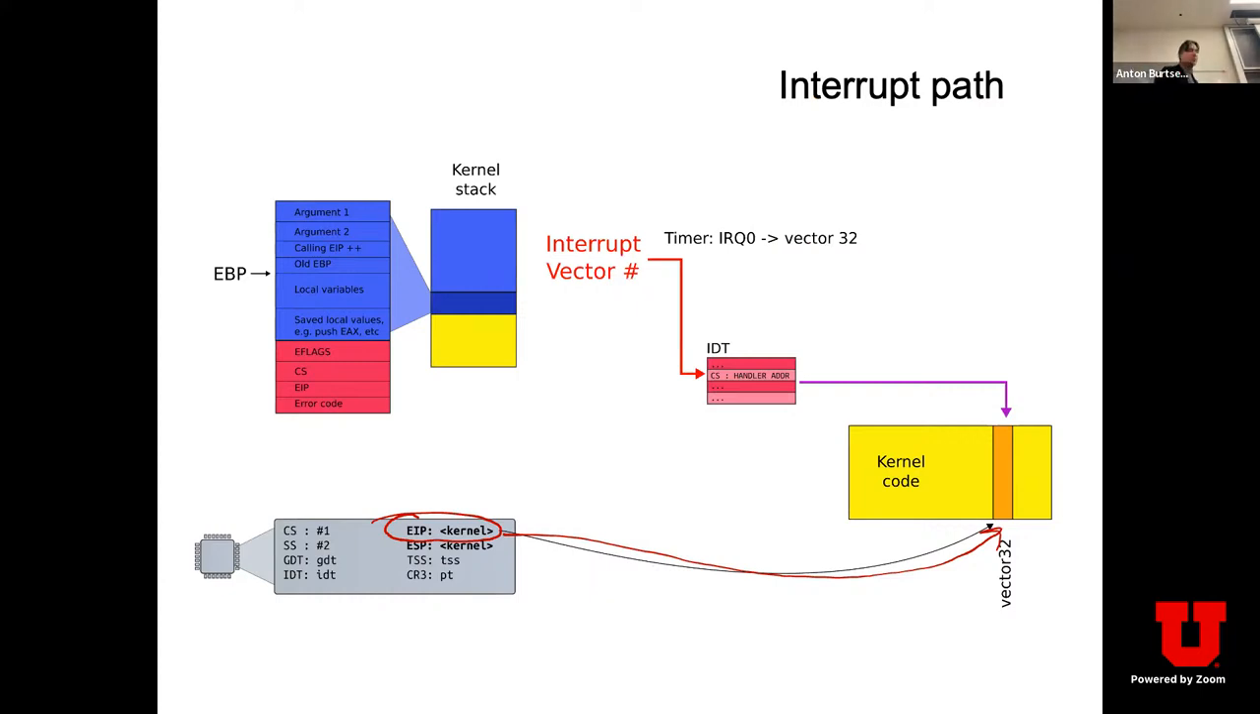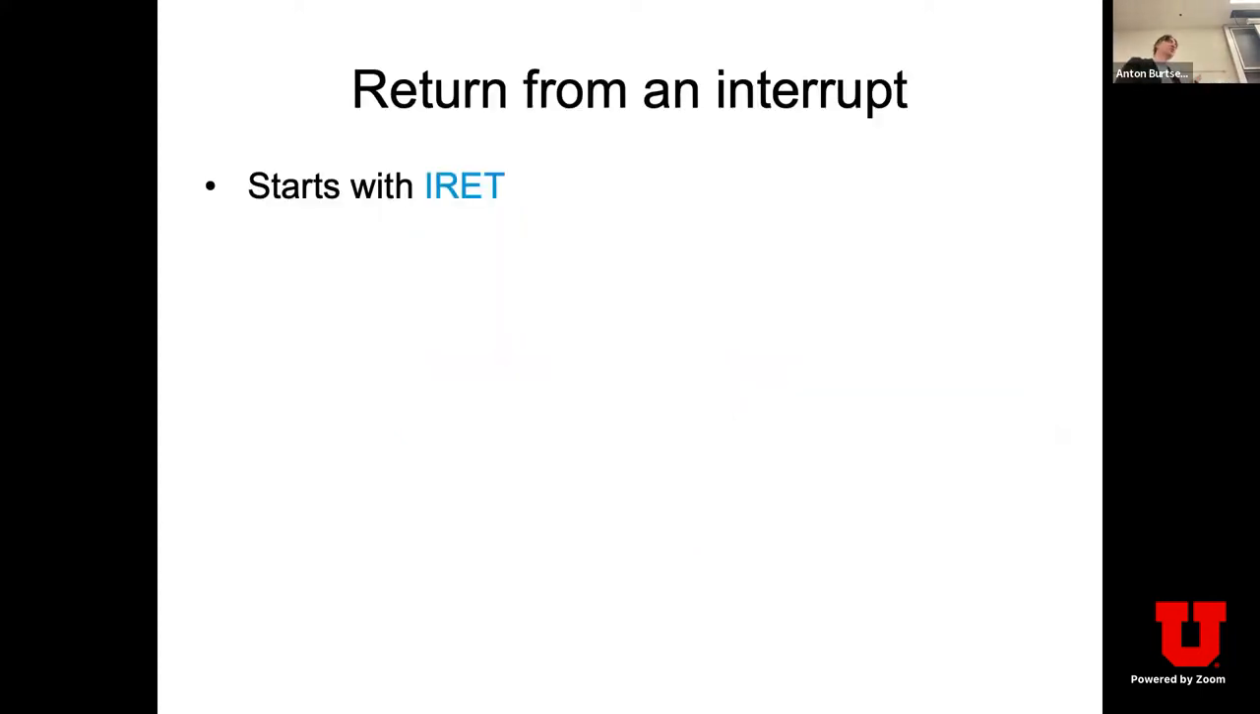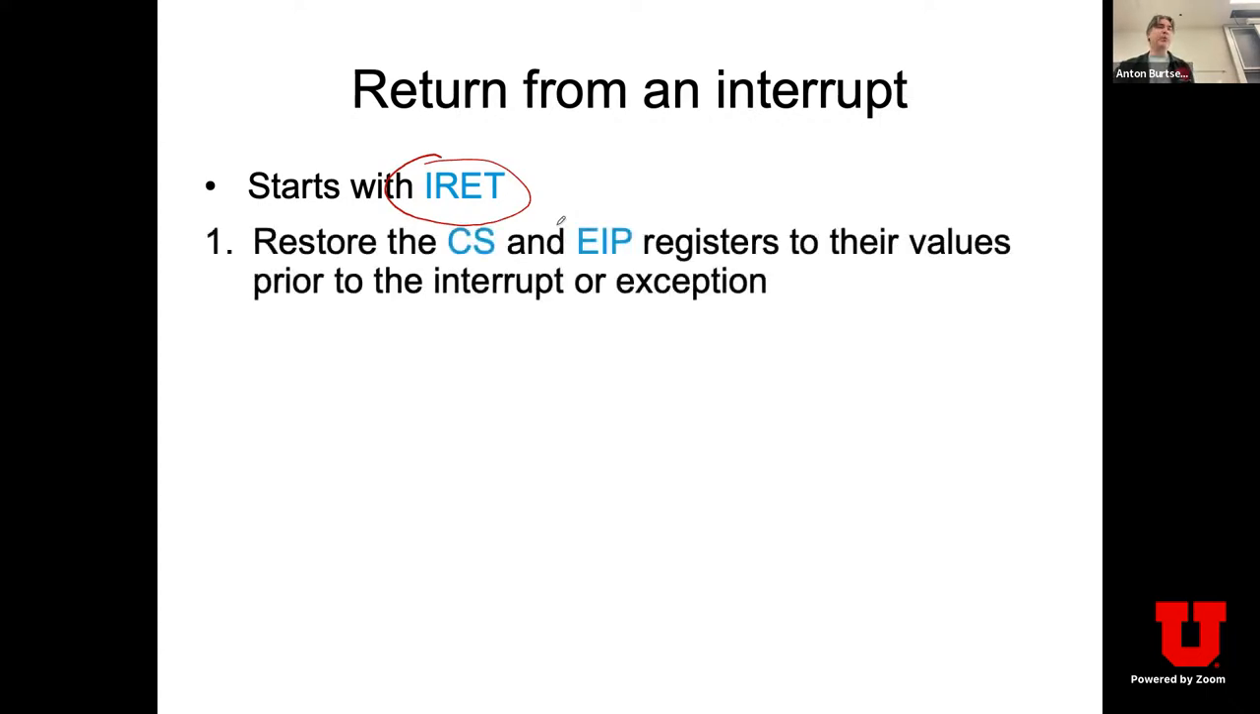Fetch, decode, execute loop. There is a question: how do we return from an interrupt? Clearly you cannot return from an interrupt in a way similar to how you return from a function. So the sequence is kind of reverse from what we just saw. There's a special instruction called IRET, interrupt return, that returns from an interrupt, and it follows this calling convention. Instead of just jumping to the return value, it restores the previous values of the code segment and the instruction pointer.